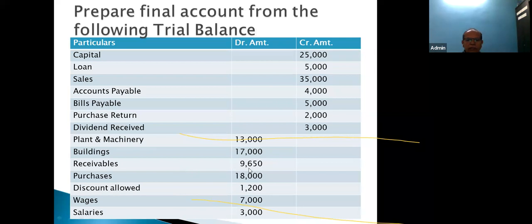Now this 9,650 will be mentioned in your balance sheet on the asset side. From this amount 500 rupees will be deducted, and the remaining amount, that is 9,150, will be shown outside. Am I correct, Pooja?